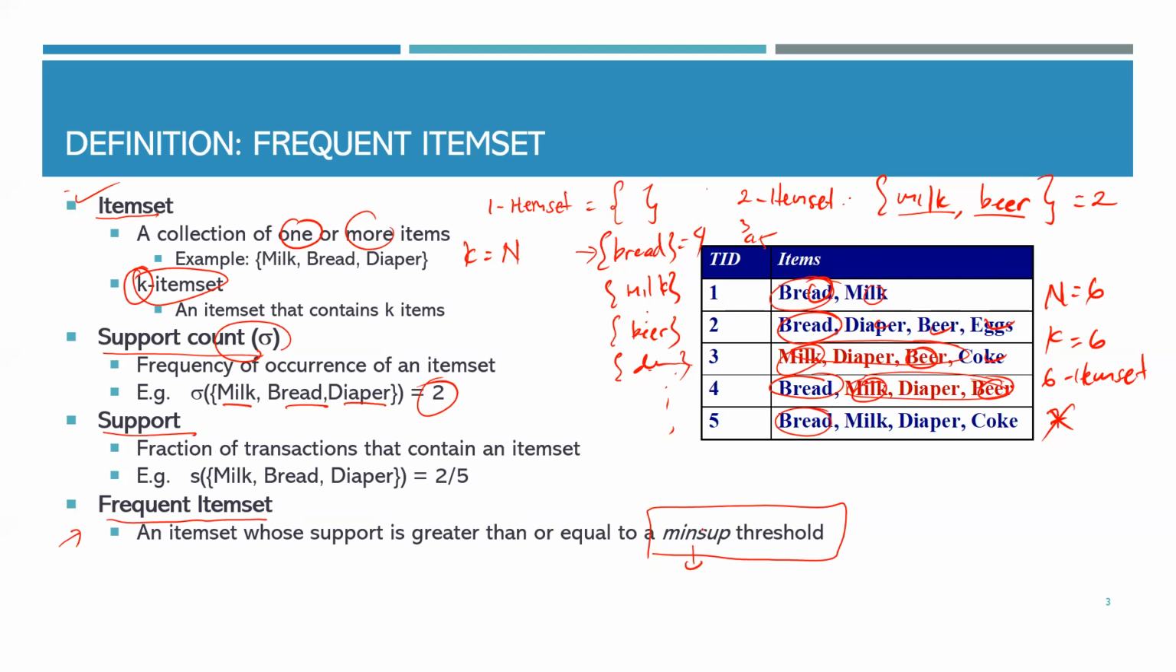Minimum support is a threshold that we set subjectively to differentiate: this item set is frequent, this item set is not frequent. For example, we set the minimum support to 0.5. For each item set, we count the support, and if the support is greater than or equal to the minimum support, then we call it a frequent item set. It means it represents transactions that occur very frequently.